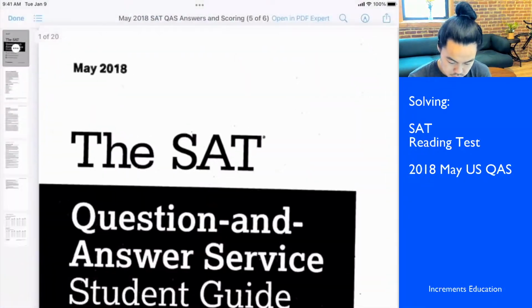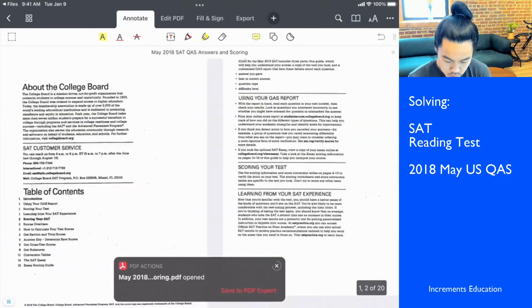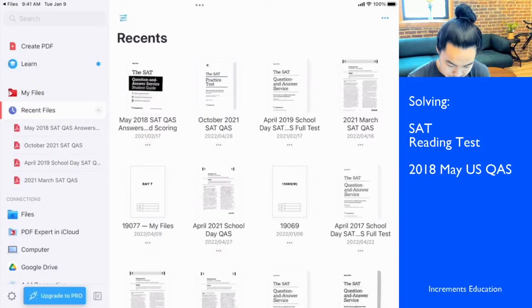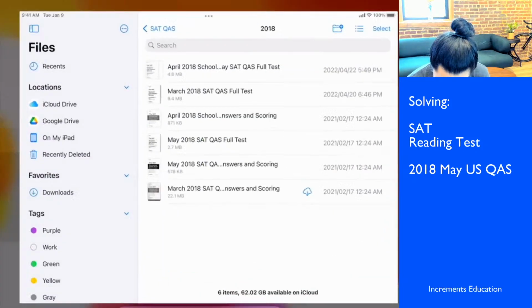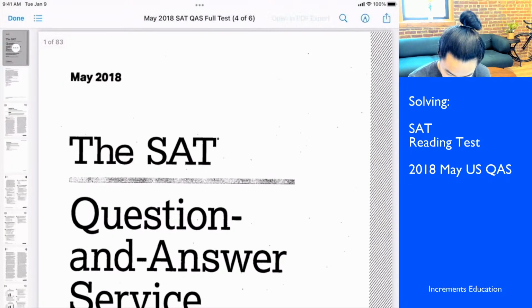Ooh, sorry, wrong program. Let me go into PDF Expert. Okay, so what you could do is you could front run me. Okay, that's also the wrong one. Where'd my file go? Give me a sec. May 2018 QAS full test, open in PDF Expert.